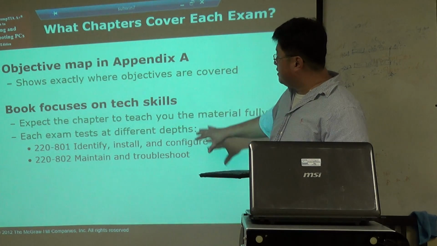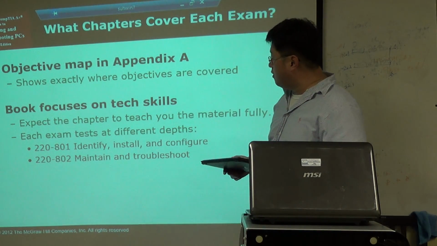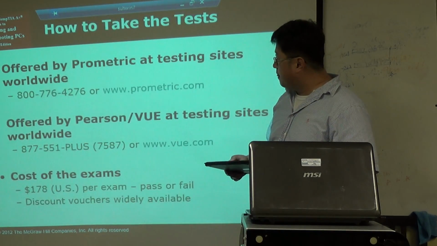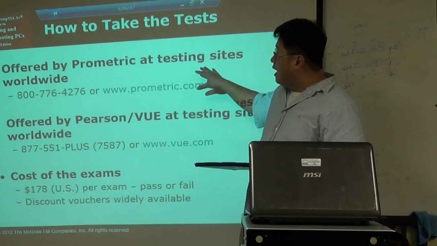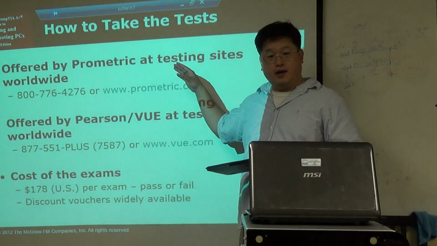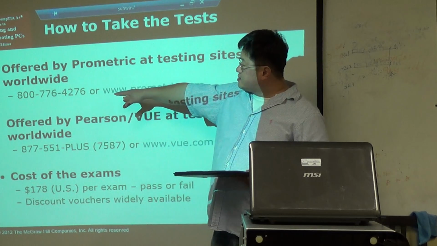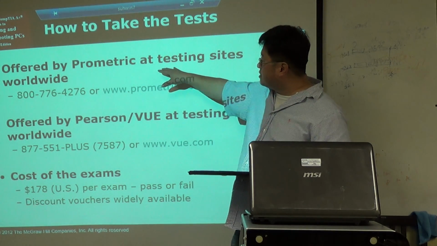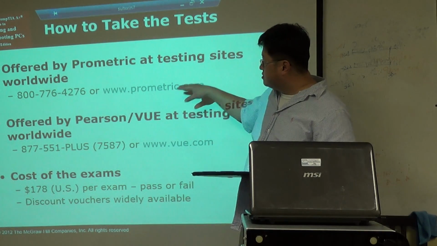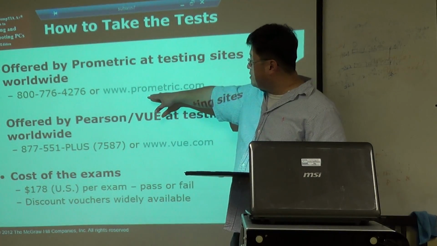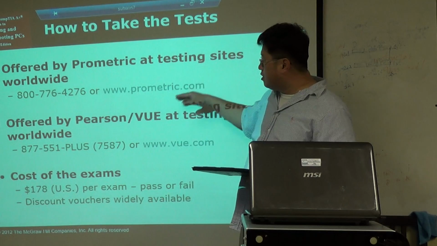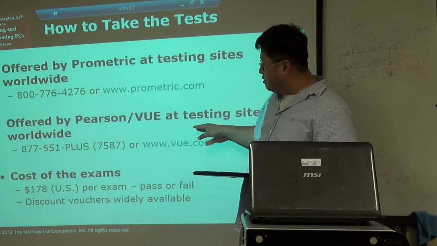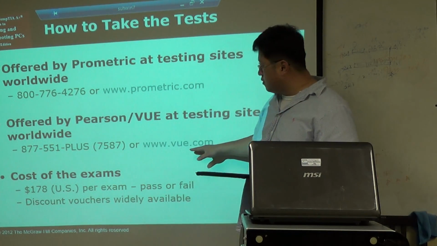And then each chapter shows what it covers on the exam, and how to take the test. You can call this 800 number, basically the Prometric Test Center worldwide. You can go to the Prometric website or Pearson VUE. So another number, another website.